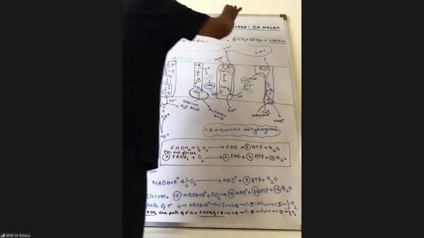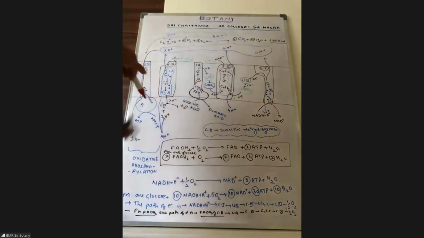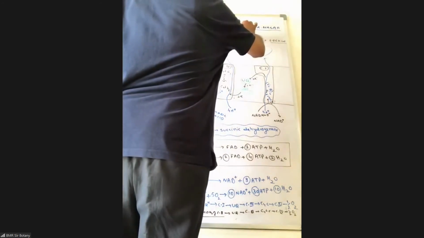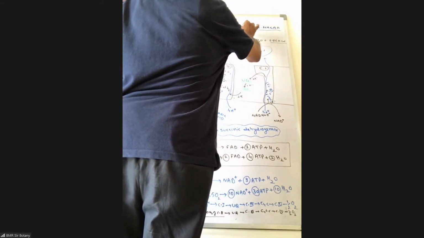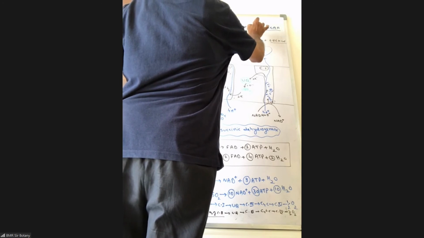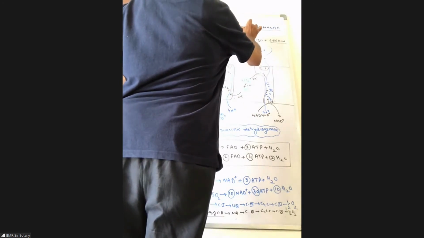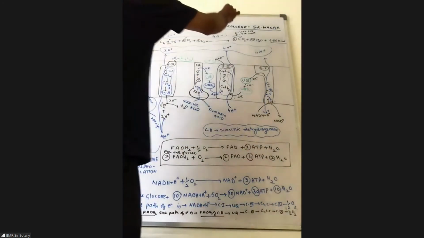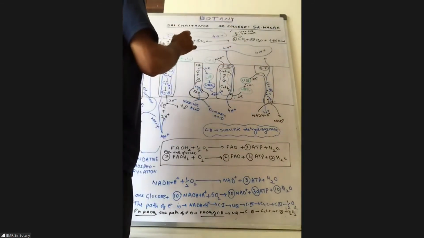Then 6 CO2, where are they released? Out of 6, 2 were from the link step, 4 were from the TCA cycle. Could you recall it? 2 from the link step released for 1 glucose, 4 from the TCA cycle released. So that is confirmed. You have also seen where the 12 water molecules are formed: 10 from NADH oxidation, 2 from FADH2 oxidation.